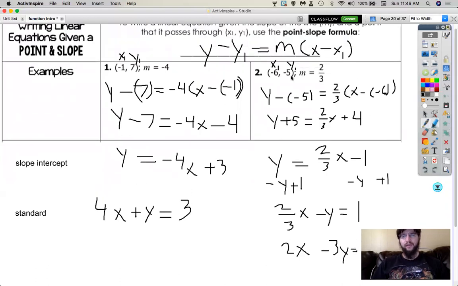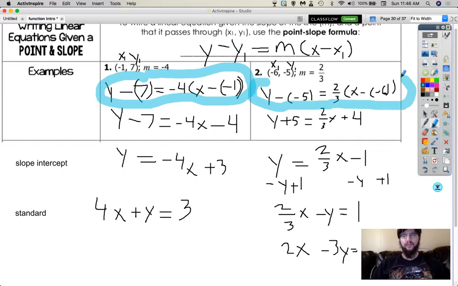So the new piece was just writing the equation from the information. So this and this, we're using this form right here, slope-intercept, or point-slope form. So that's the only new bit.